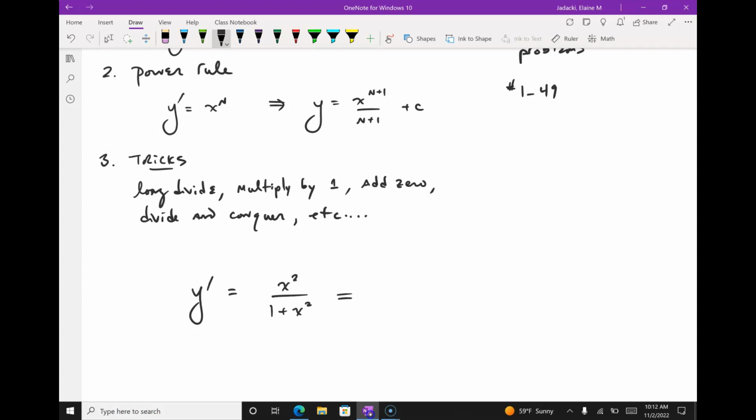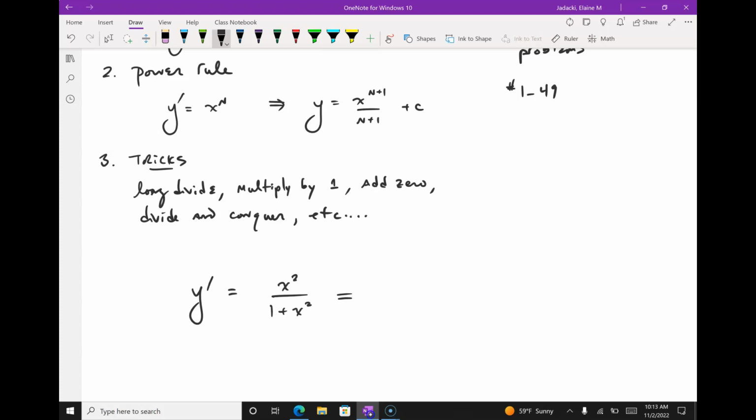You recognize y from here? You see anything that looks like that would give you some kind of y? Do you see any kind of take a derivative of something and get something like this? Yeah, what? Arctan. So I'm going to divide and conquer. I'm going to add 0, divide and conquer.